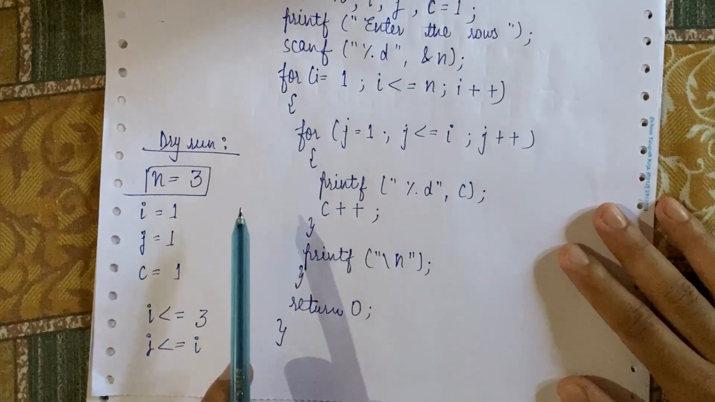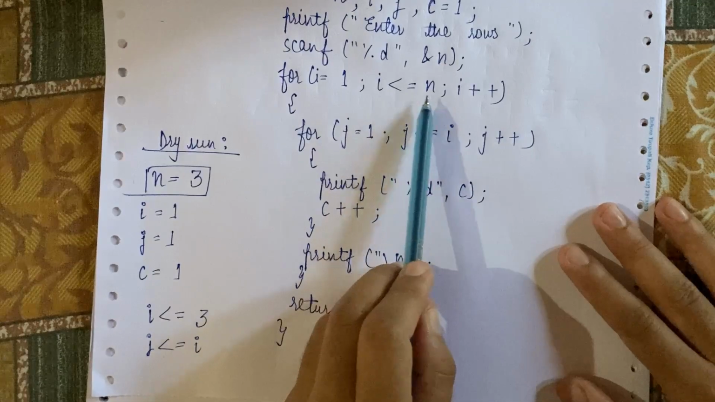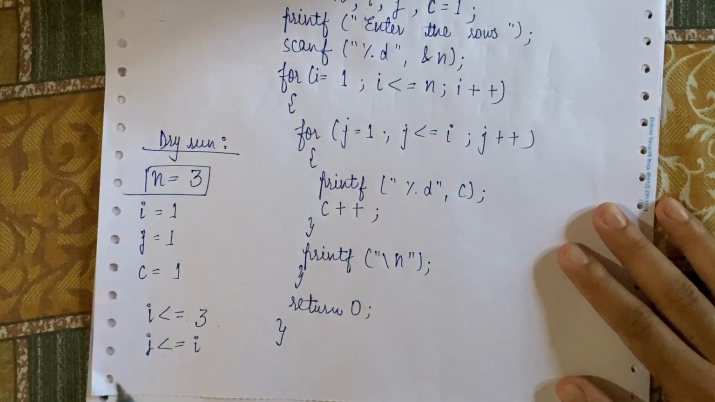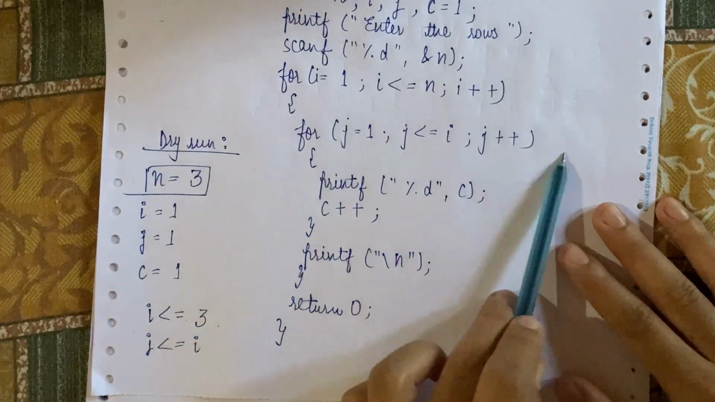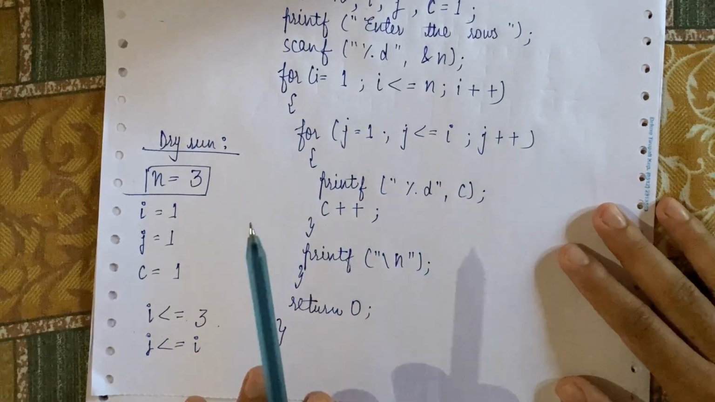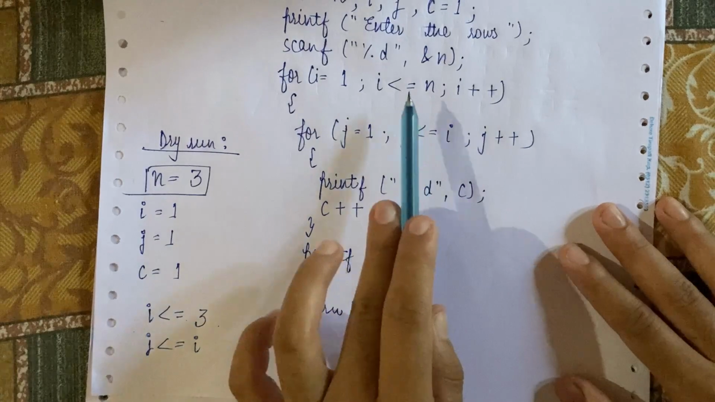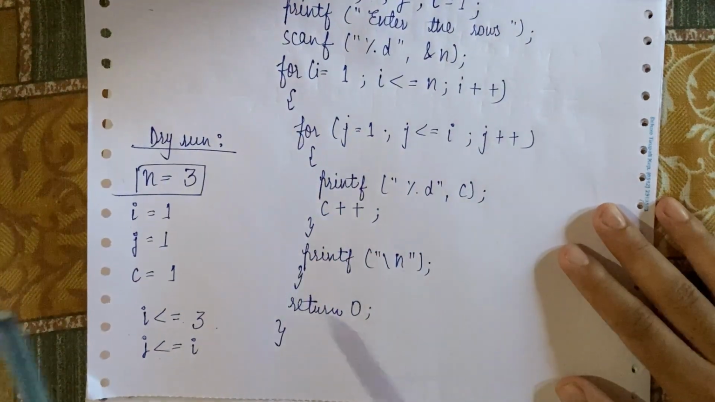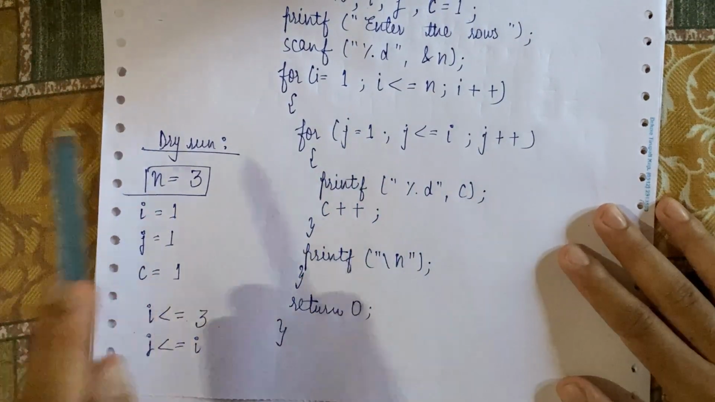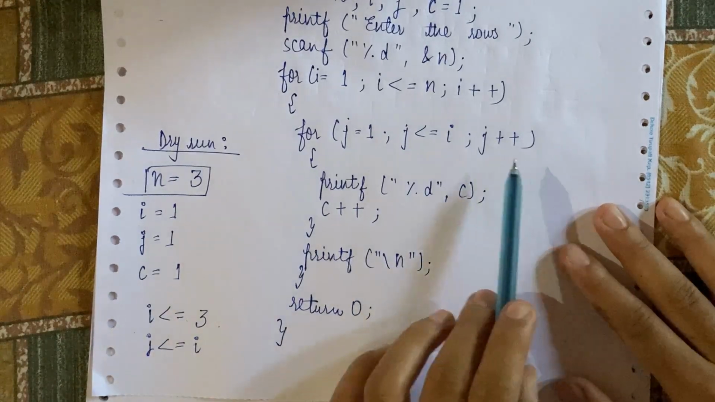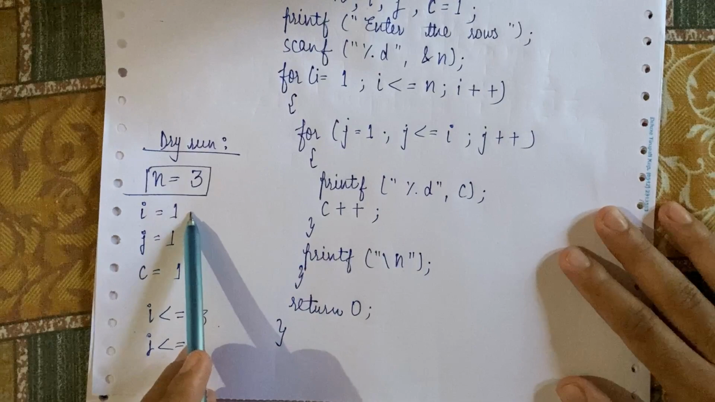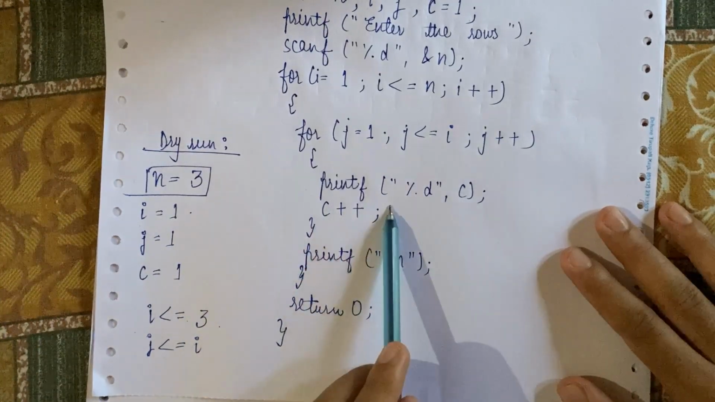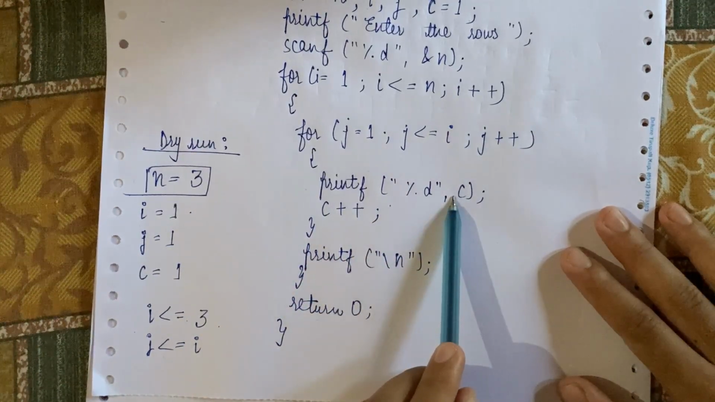So i is 1 initially, right? So 1 less than or equal to 3, the condition is absolutely true. So we'll get inside this loop, j is 1. This inner loop always starts as a fresh loop for every true condition of the outer loop, right? So j will always start from 1 initially, right? So 1 less than or equal to 1, the condition is true. It will get inside the loop and it will print c.